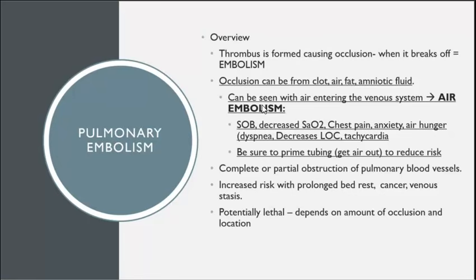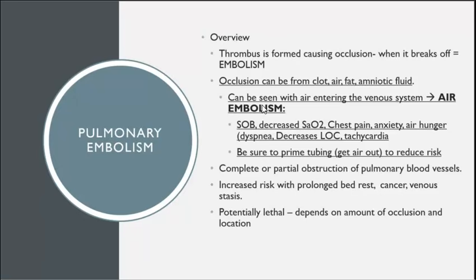So a thrombus is formed, it causes an occlusion, and when it breaks off, that becomes an embolism. Occlusion can be made of a thrombus; an embolism can be made of many different things. So it could be a blood clot, it could be air.